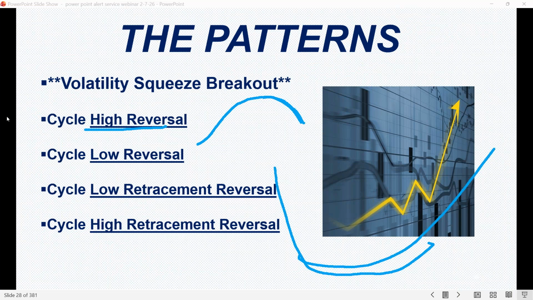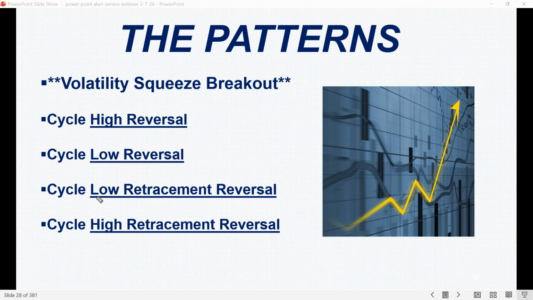Now the other 2 are what we call retracement reversals. The cycle low retracement reversal is when you have a market which has been coming down, let's say it went up and then it's taking a move back to a key moving average. So it could be that 50 simple moving average and it bounces off that. So that's a cycle low retracement reversal.